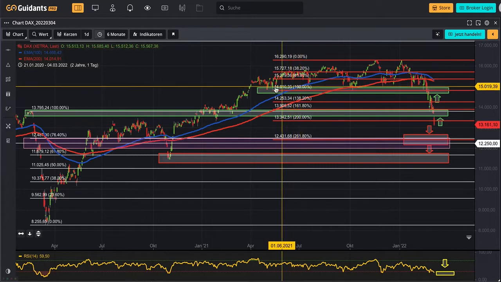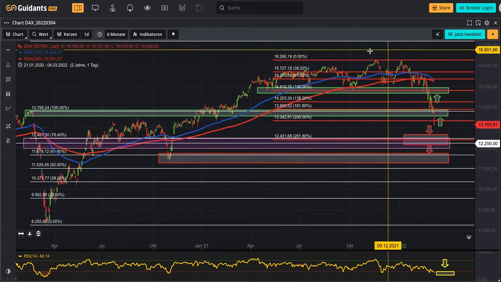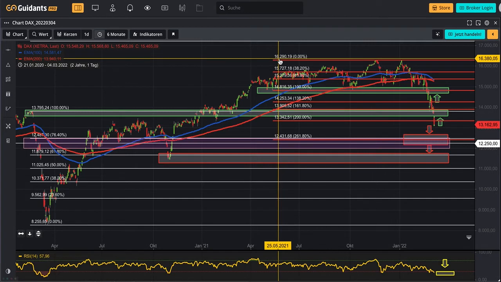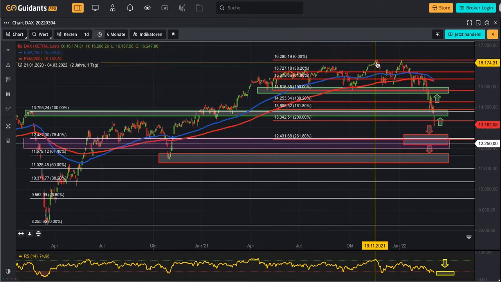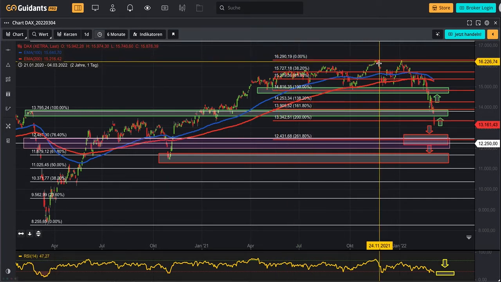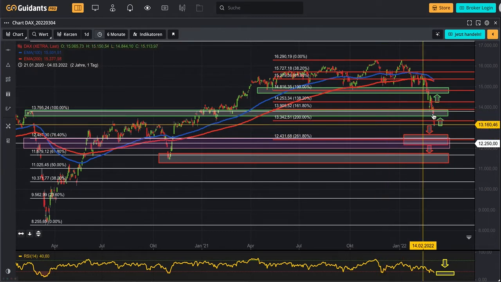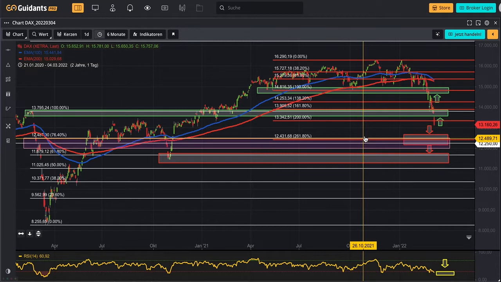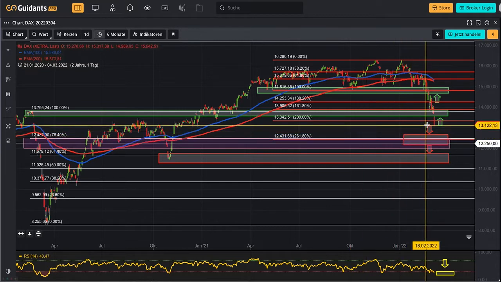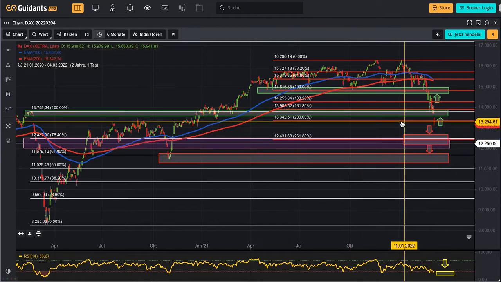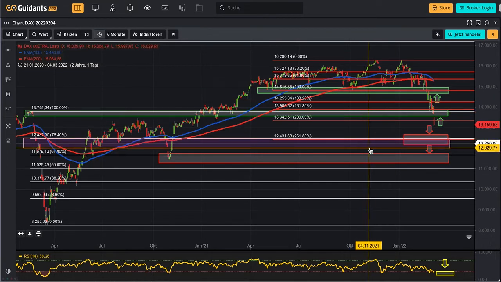14,816.35 at a 100% right here, going up to that record high of 16,290.19 as a 0%, giving us some hints for the downside projections where we are already heading, as you can see right here. So you see a couple of arrows, to the downside as well as to the upside, and the typical green target zones and the red target zones.